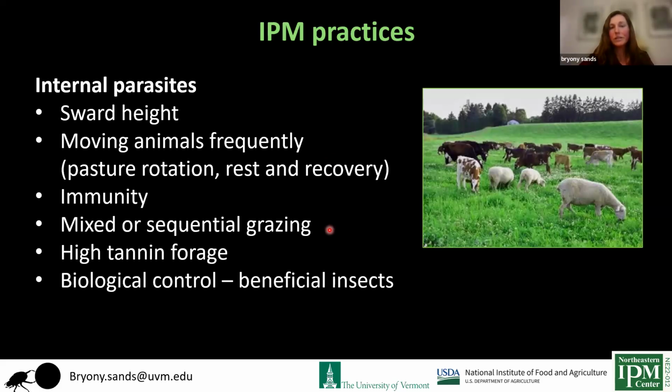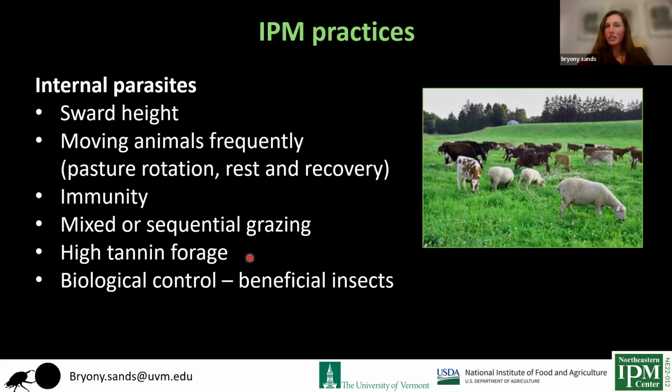Mixed or sequential grazing. You can see here that there's sheep grazing with cows. And that works because most of these internal parasites are very host specific. So cattle worms will not infect sheep generally, and vice versa. If a sheep comes along and bites a piece of grass that has cattle worms on it, those worms will die inside the sheep. They can't be transmitted. So by doing mixed or sequential grazing, we're helping to break transmission cycles and keep numbers down.